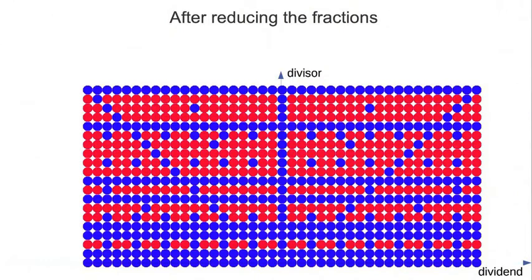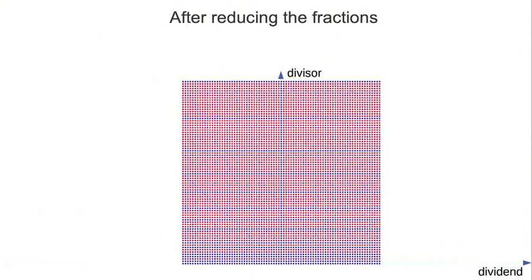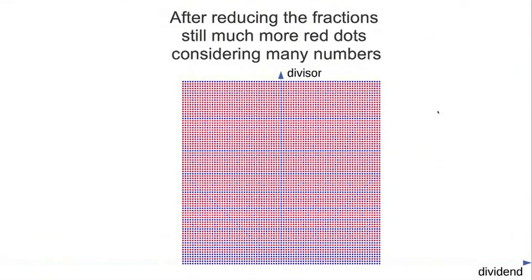But first, we want to scale it to answer the question of the day, whether there are more numbers that can be expressed with a finite decimal representation, blue dots in this diagram, or are there more numbers that can be expressed with a repeating decimal representation, colored red. And we see for higher divisors, there will be a lot more red dots than blue dots. So we can conclude there are still much more red dots if we consider many numbers.